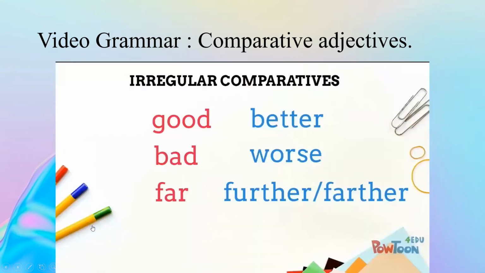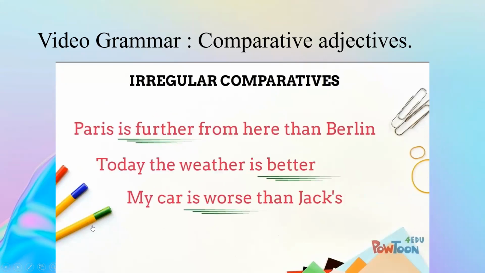Some adjectives have irregular forms. Good, better. Bad, worse. Far, further, or farther. For example, Paris is further from here than Berlin. Today the weather is better. My car is worse than Jack's.